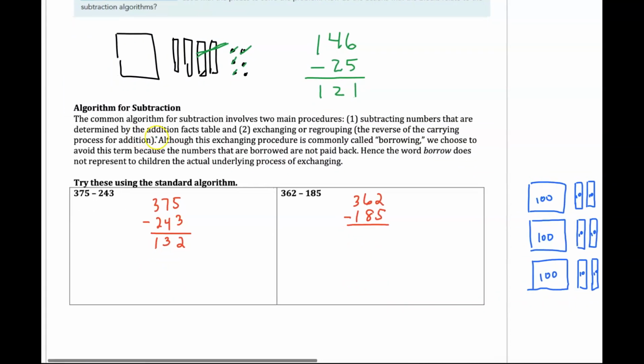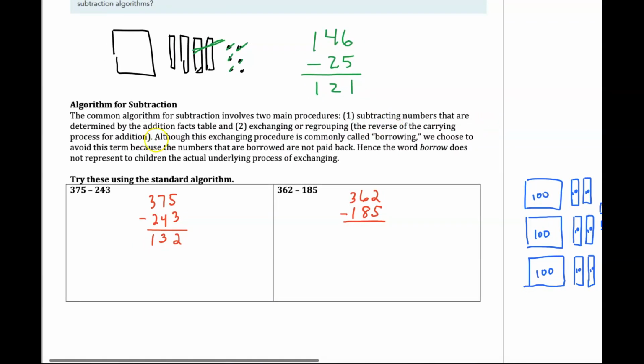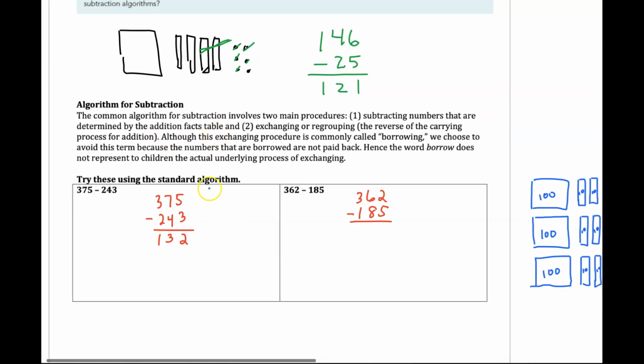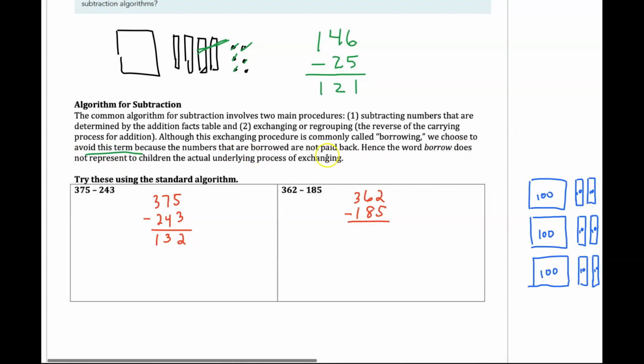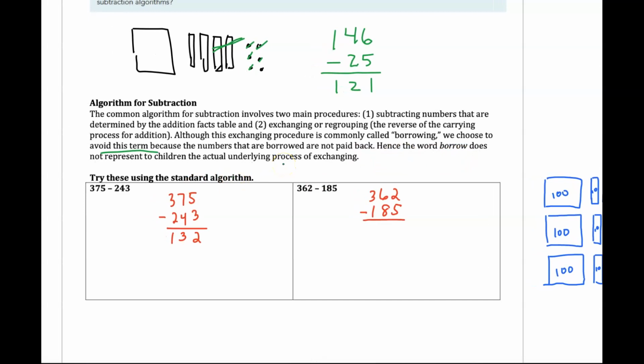So again, the common algorithm for subtraction involves two main procedures: subtracting numbers that are determined by the addition facts table, right? You know your addition, so you know your subtraction, and then exchanging or regrouping, right? When you don't have enough, when you can't take away, you need to borrow. Many people say we borrow. We choose to avoid this term formally because numbers that are borrowed are not paid back. Hence the word borrowed does not really represent what's really happening. We're really regrouping.